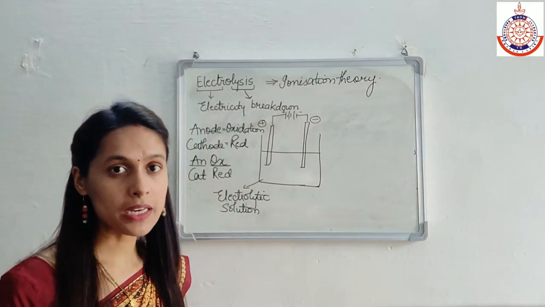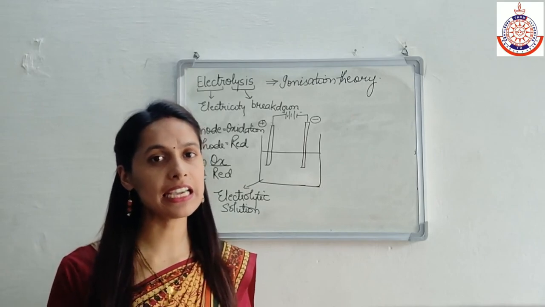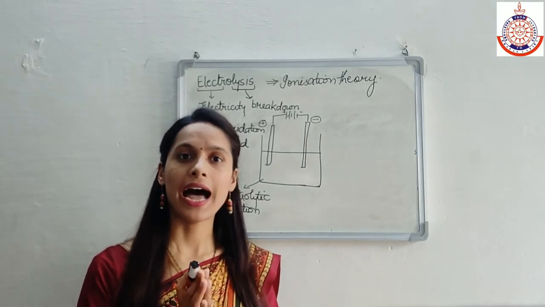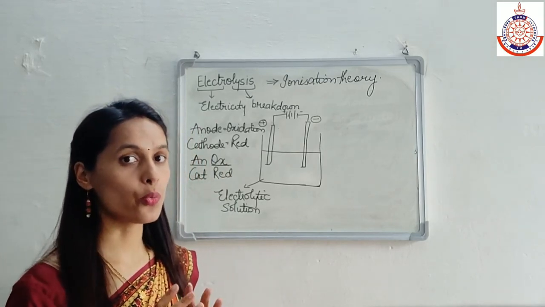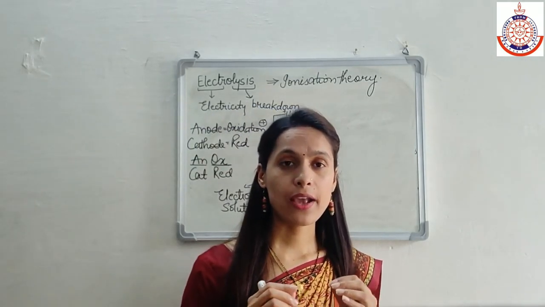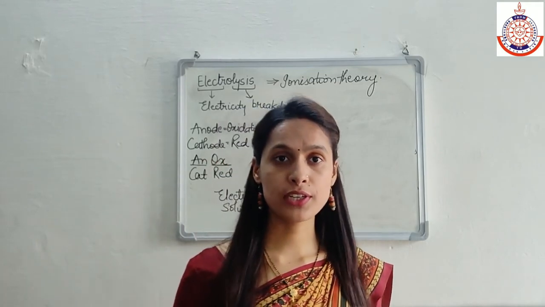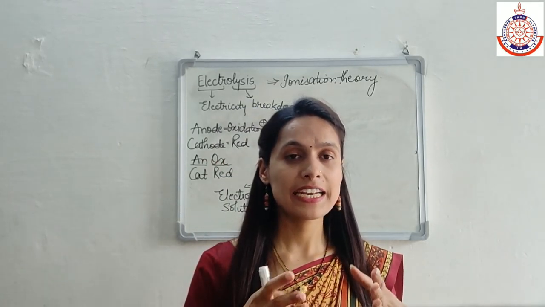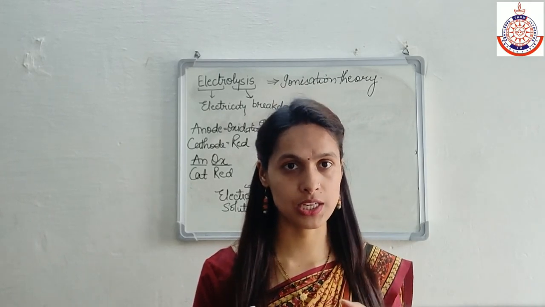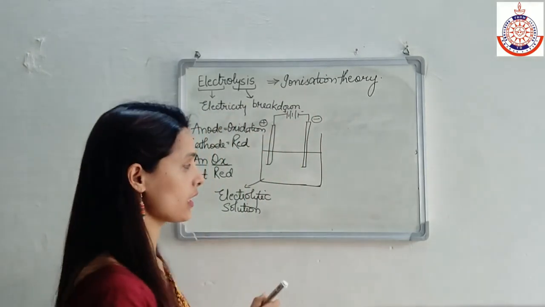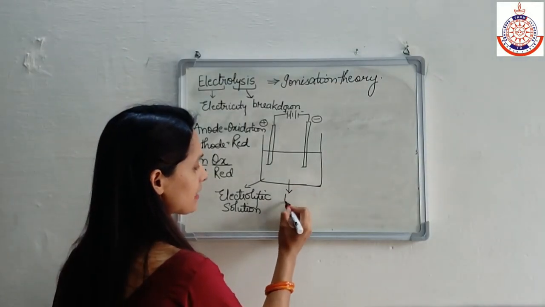So the phenomenon of electrolysis can be easily explained on the basis of ionization theory. According to ionization theory, whenever we take an aqueous solution or molten form of an electrolyte, its ions get dissociated. Suppose I am talking about a KCl solution.